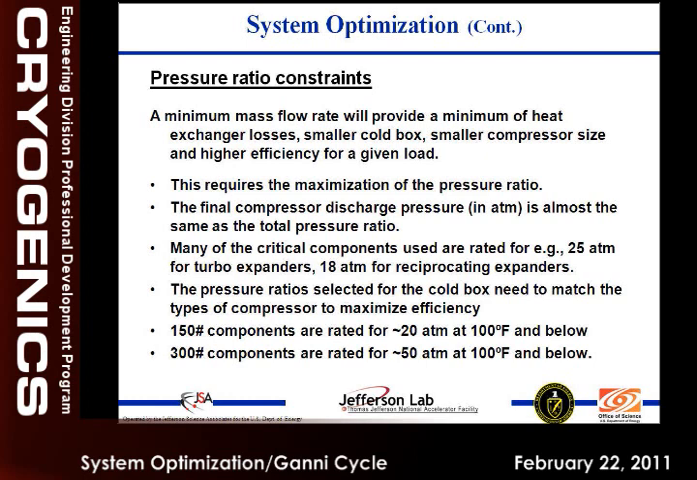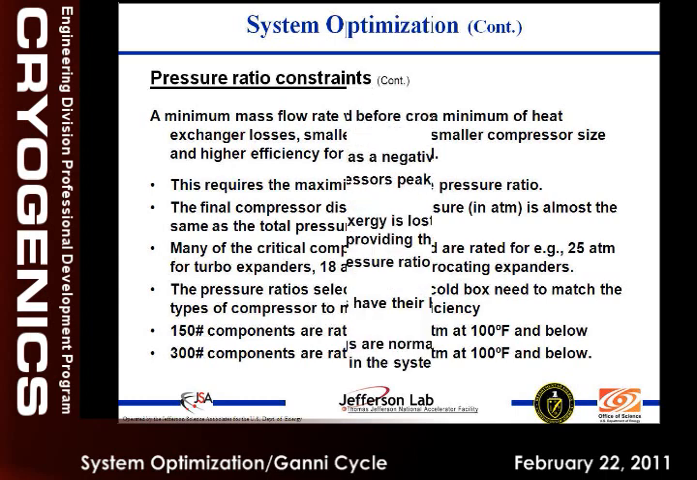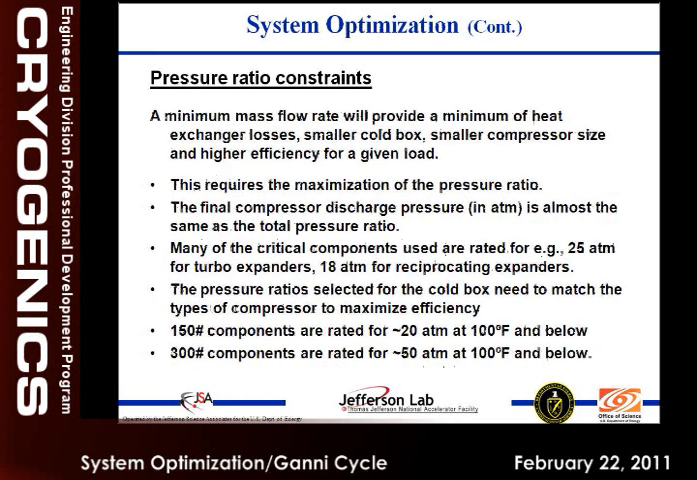So, of course, you want to use as high a pressure ratio as your reliability allows, as long as you have components that work reliably and efficiently in the train. That's what you want to use for the pressure ratio: the highest possible pressure. Another thing: a lot of people think of a 150 pound component as limited to 150, but it's normally used for almost 300 pounds at 100 F.